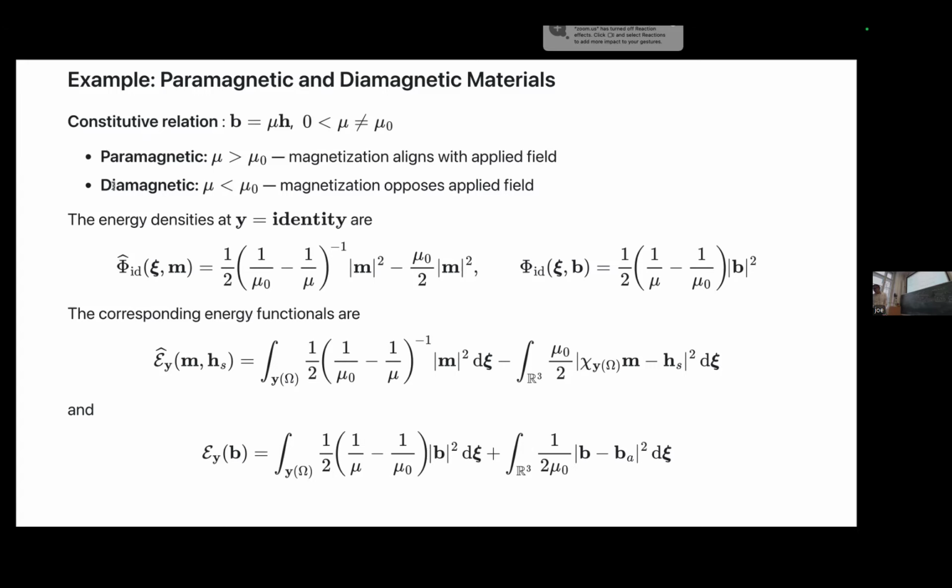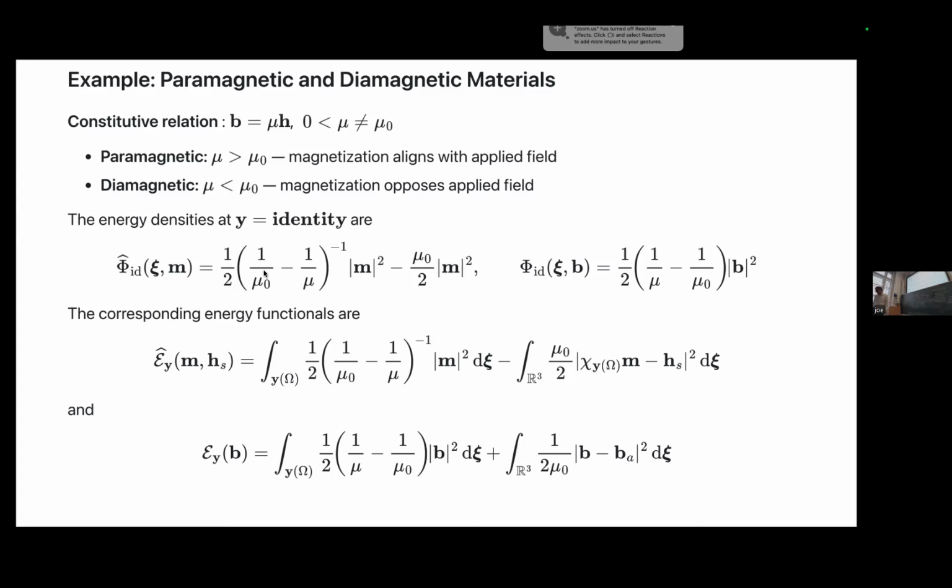If this constant is smaller than the permeability of vacuum, the material is called diamagnetic, and the magnetization opposes the applied field. So what you can do, you can say, okay, I have the constitutive equations that I have shown you before, and I can ask what is the energy that delivers that constitutive equation. And this is the expression of the energy, both in the M-based model and in the phi model.